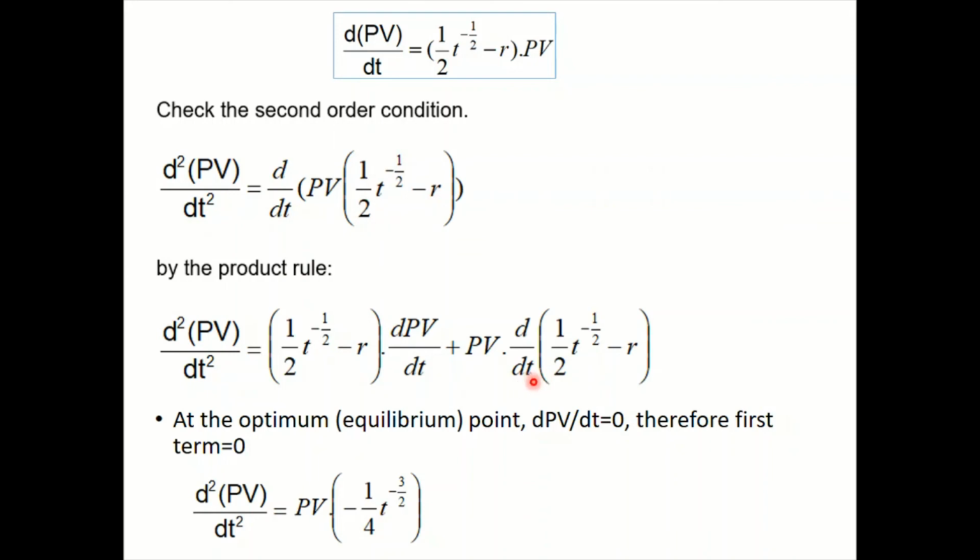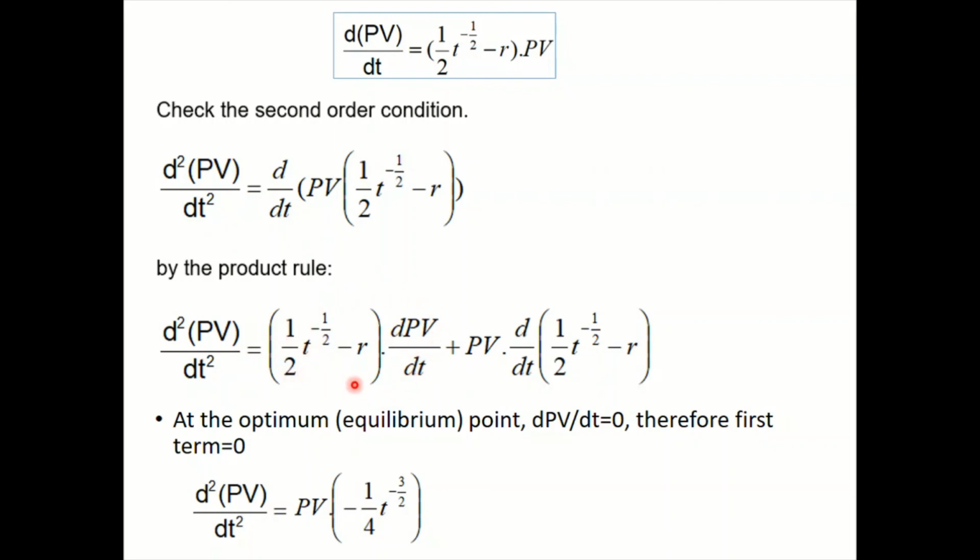Now we need to work through these calculations, but first let's just note that at the optimal point, dPV/dt will be equal to 0. So this whole term here will be equal to 0.